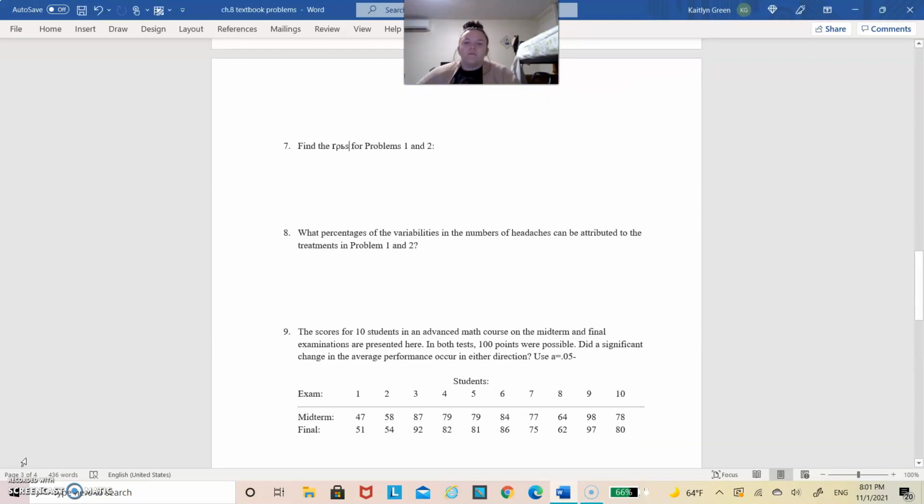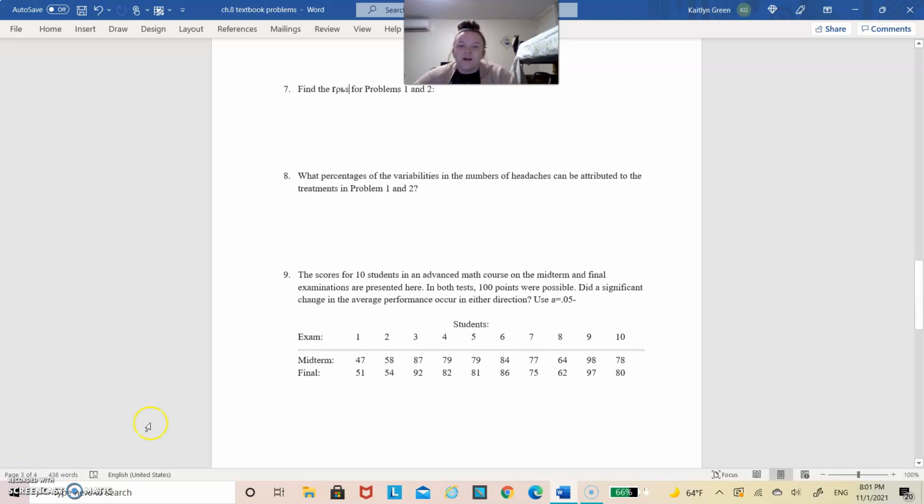Moving on to number 7, I'm sure my point biserial looks really weird. I was trying to read it from the textbook and I couldn't seem to make it bigger, so I'm sorry if it's unnecessarily weirdly formatted, but hopefully it'll be the same thing. It wants us to find the point biserial for problems 1 and 2.